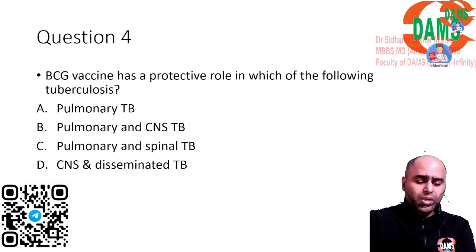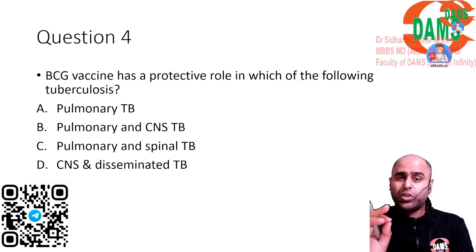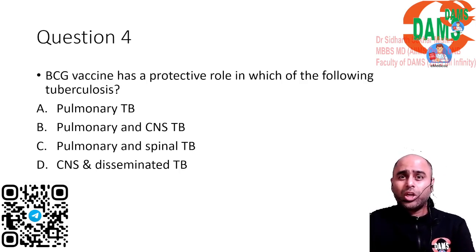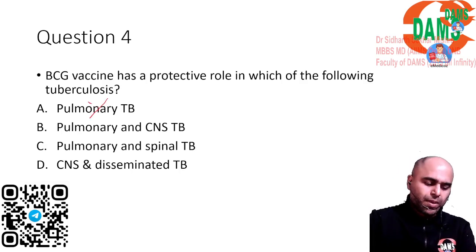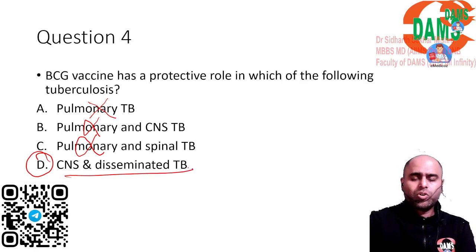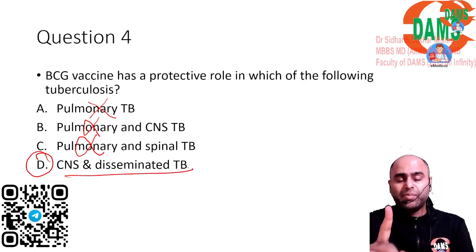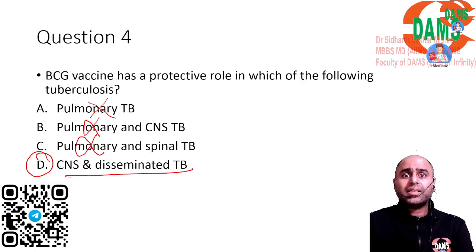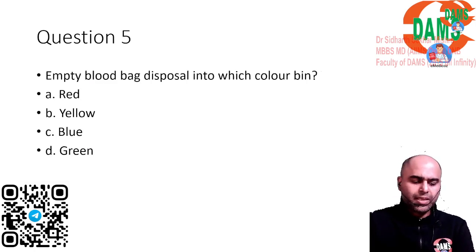BCG vaccine has a protective role in which of the following TB? We know this: BCG does not prevent pulmonary TB. So pulmonary TB gone, pulmonary TB gone, pulmonary TB gone. Answer is 4. BCG prevents miliary TB and extrapulmonary variants and the serious forms of TB.